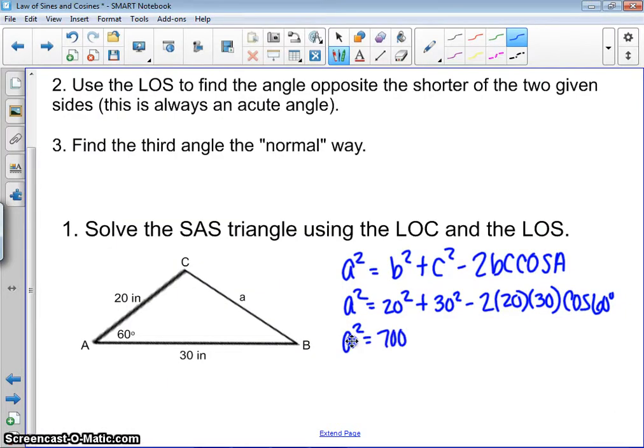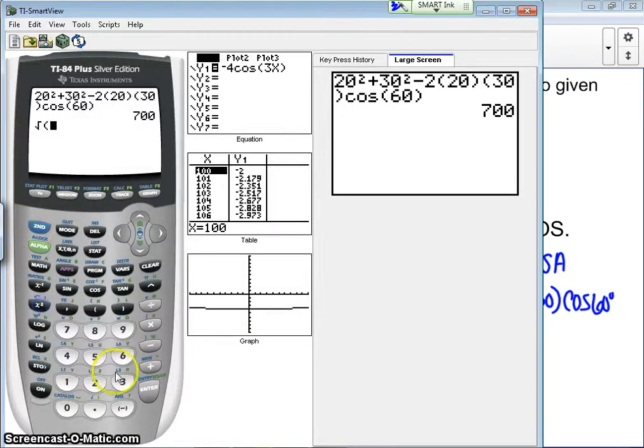To solve for that, I'm going to take the square root, and that'll give me A equals the square root of 700. Okay, and I did not put plus or minus in front of this because there's really no way that I could have a leg or a length of a side of the triangle that is a negative value. So I'm just going to leave it positive, square root of 700. And I'm going to go find what that is.